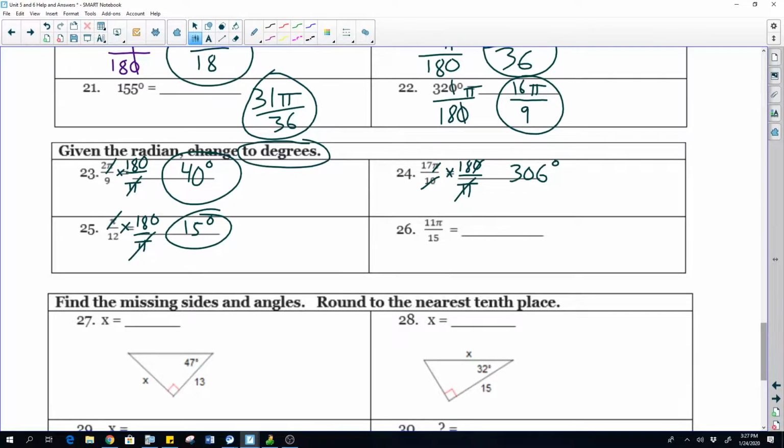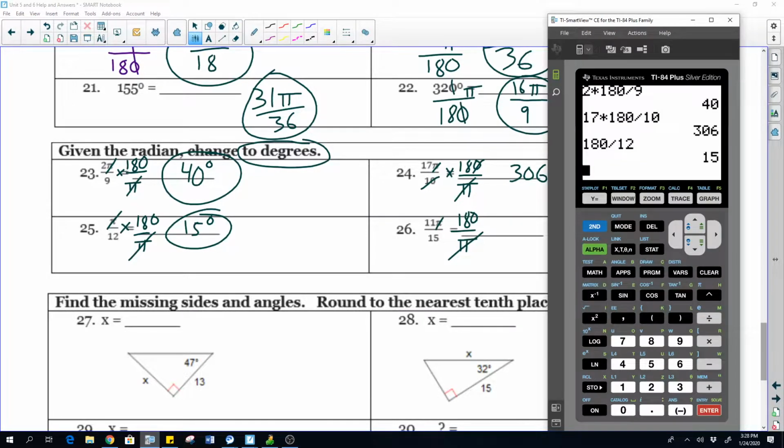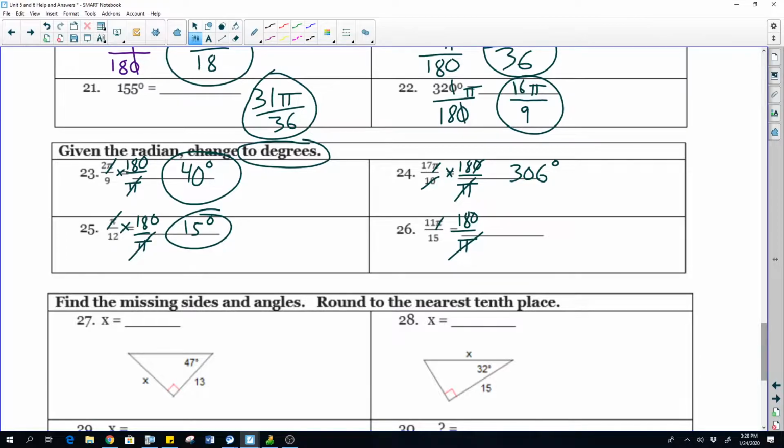Okay, so our next one here, our pi's again are going to cancel. And so we're just going to go ahead and do 11 times 180, and then divide by 15. And our last one is a weird, crazy 132 degrees. There we go. Nice.